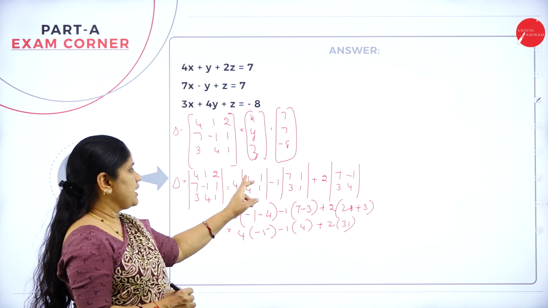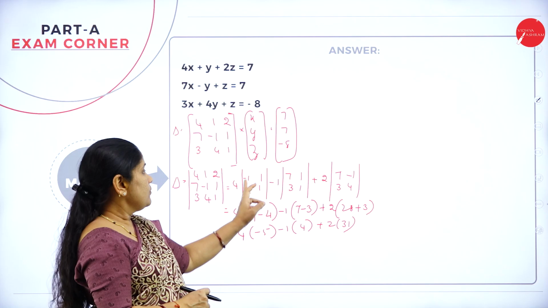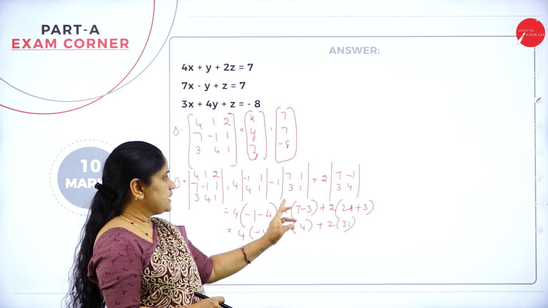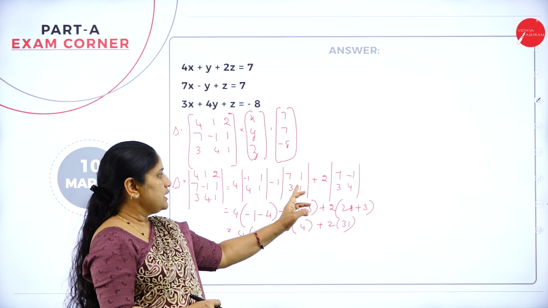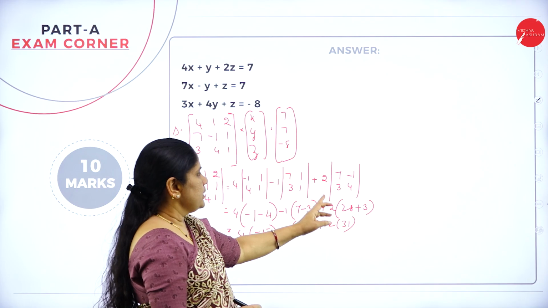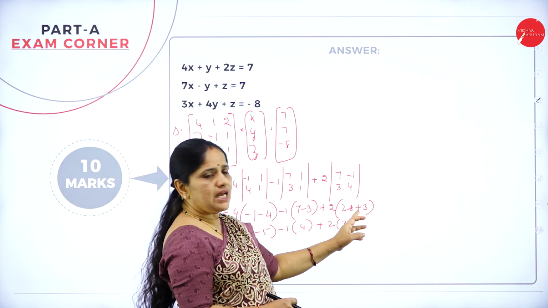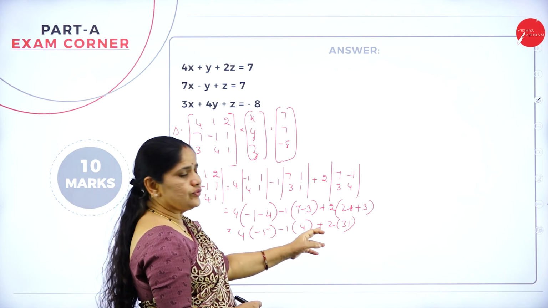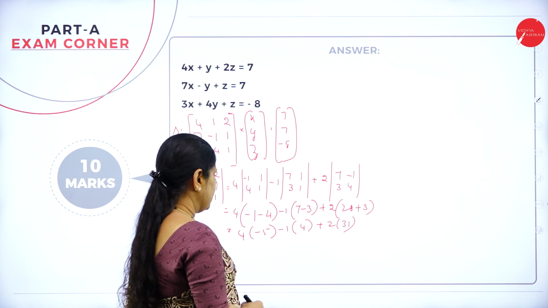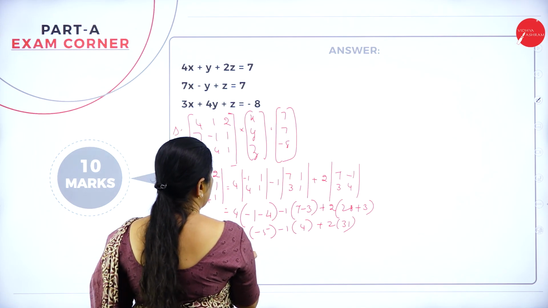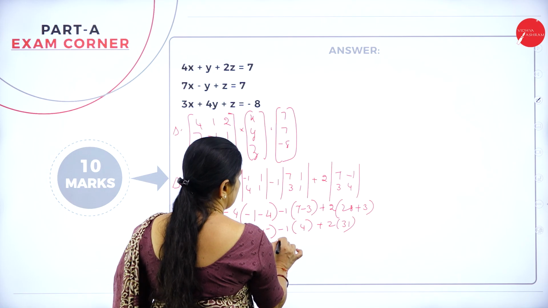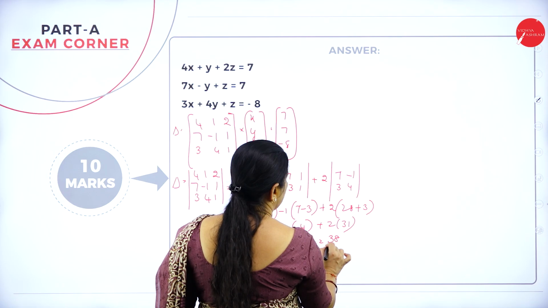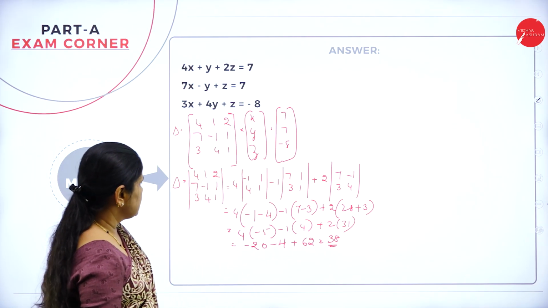So when we simplify, minus 1 into 1 is minus 1, 4 into 1 is 4, so there will be a minus in between. Then minus 1 into 7 ones are 7, 3 into 1 is 3, minus 3. Then 2 into 7 fours are 28 plus 3. So this will be 4 into minus 5 minus 1 into 4 plus 2 into 31. So when I simplify this, I get minus 20 minus 4 plus 62. So I get the answer as 38.